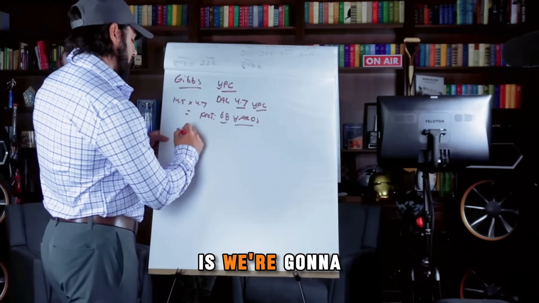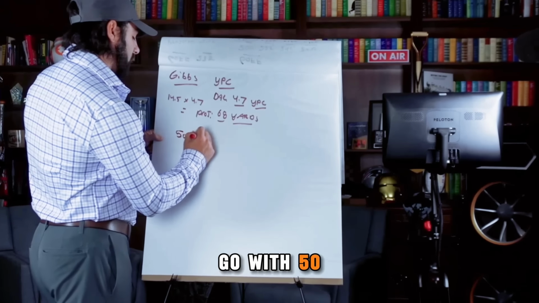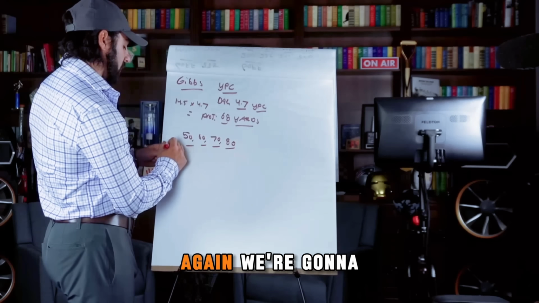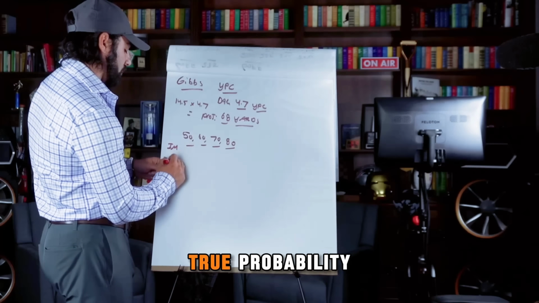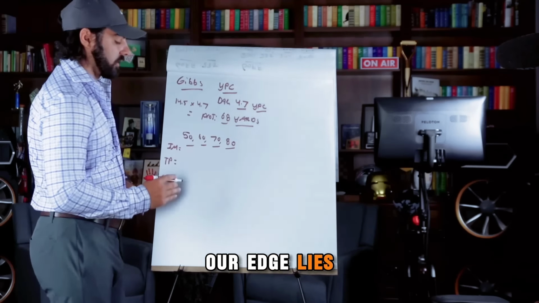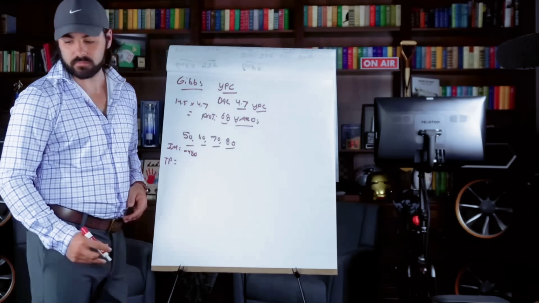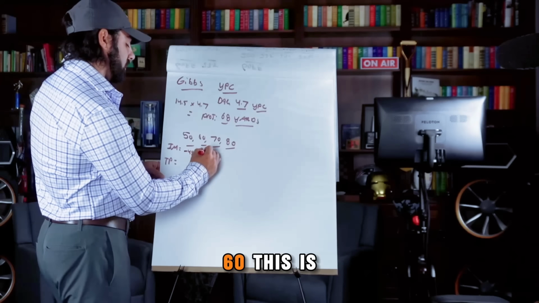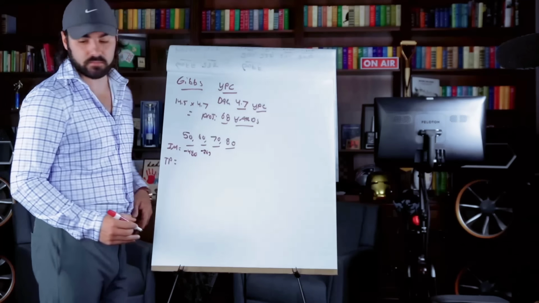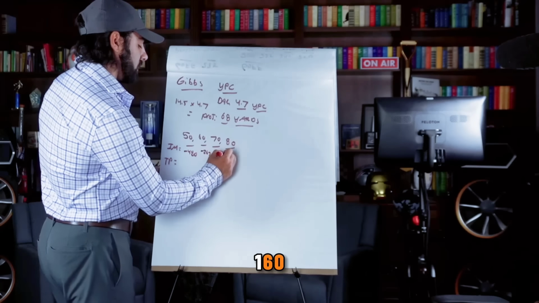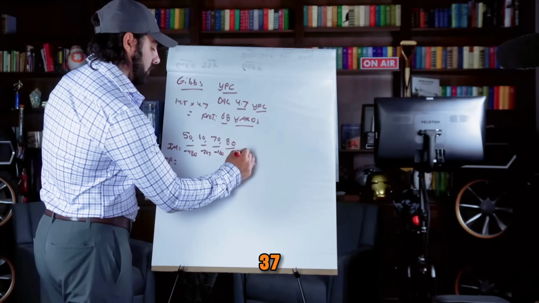So what we're going to do here is go with 50, 60, 70, and 80. Those are going to be our yardages. Again, we're going to do implied and true probability. Let's see where our edge lies. So the 50, this line is minus 480. 60, this is minus 263. 70, it's minus 160, and at 80, it's minus 137.